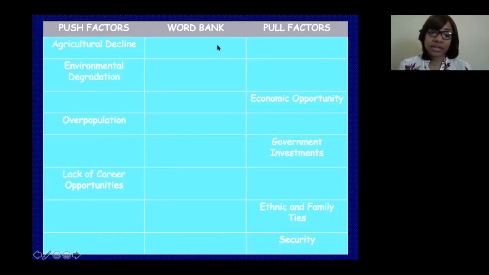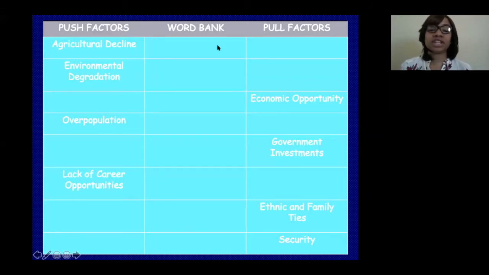Maybe permanently, maybe while you're going to college. And last but not least is security. Remember what security means. Security means that you want to feel safe, so you want to feel secure. And of course, that would be a pull factor. That's something that makes you want to come to an area.